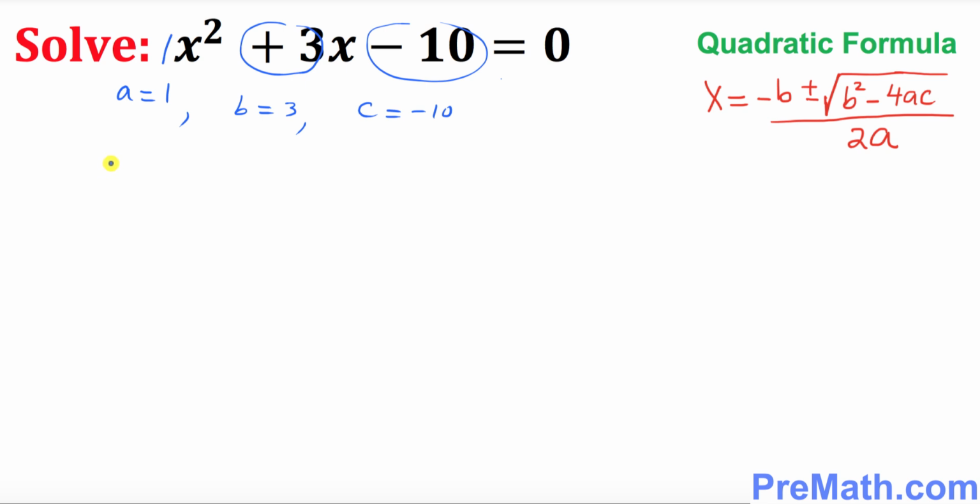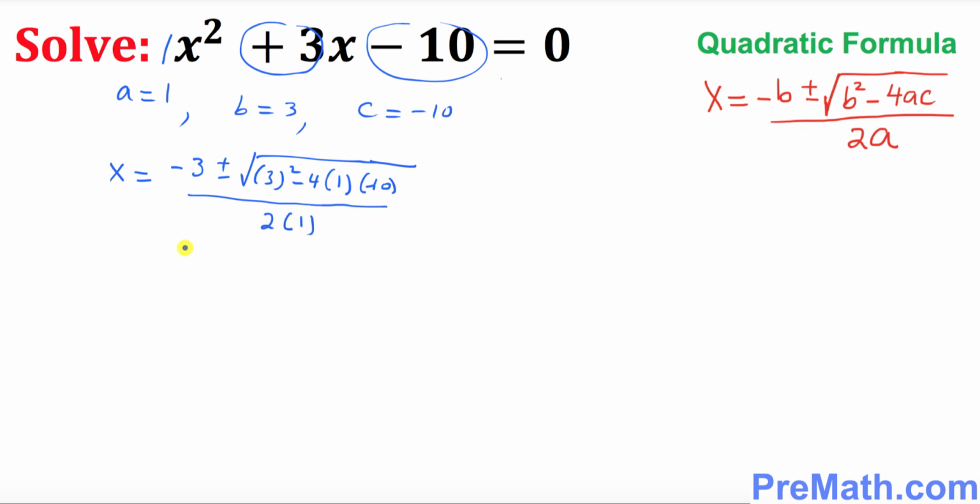So this is going to become x equals negative b, which is negative 3, plus or minus the square root of b squared, which is 3 squared, minus 4 times a, which is 1, times c, which is negative 10, divided by 2 times 1. Now let's go ahead and simplify it. Negative 3 plus or minus the square root of 3 squared, which is 9. See, this negative and negative become positive.